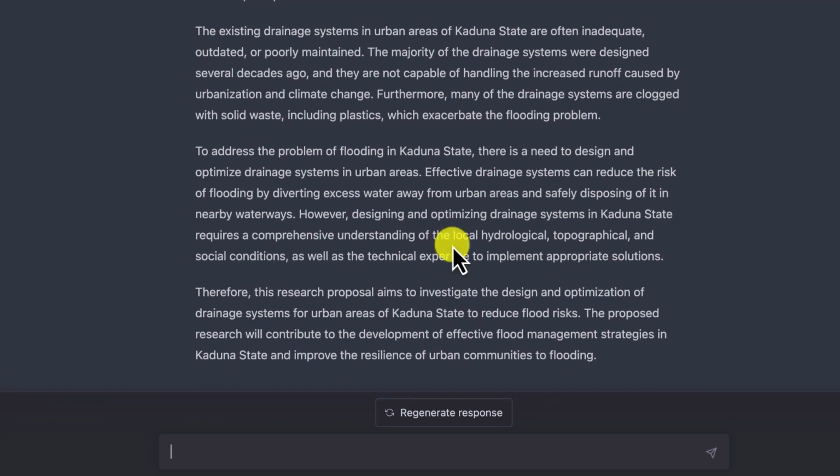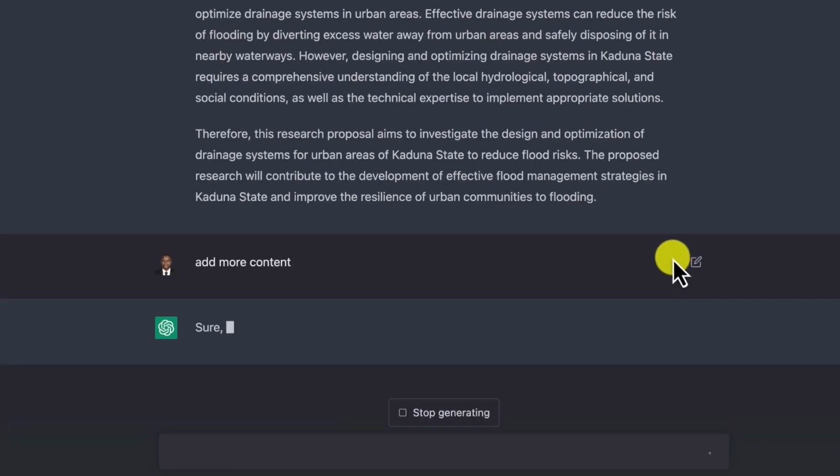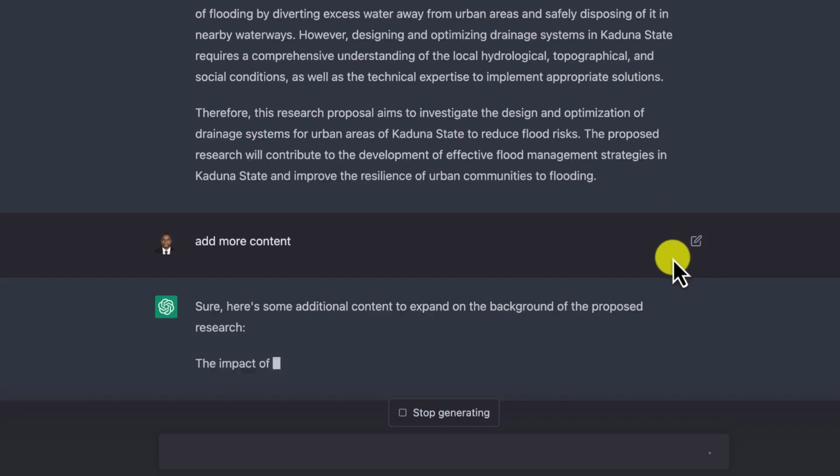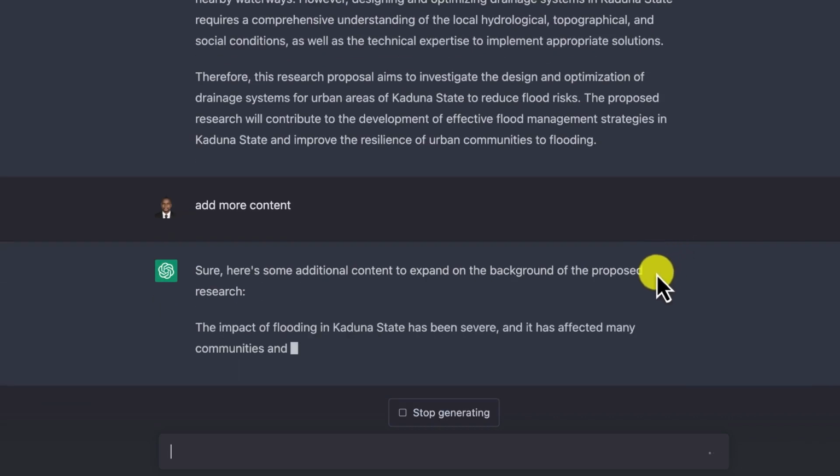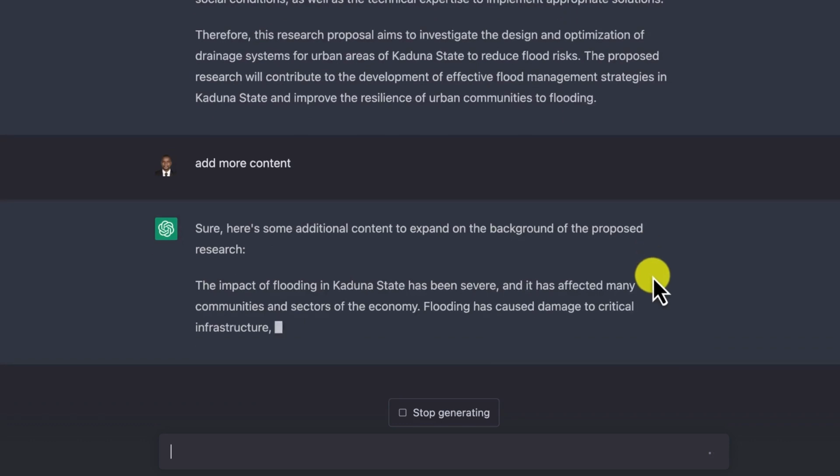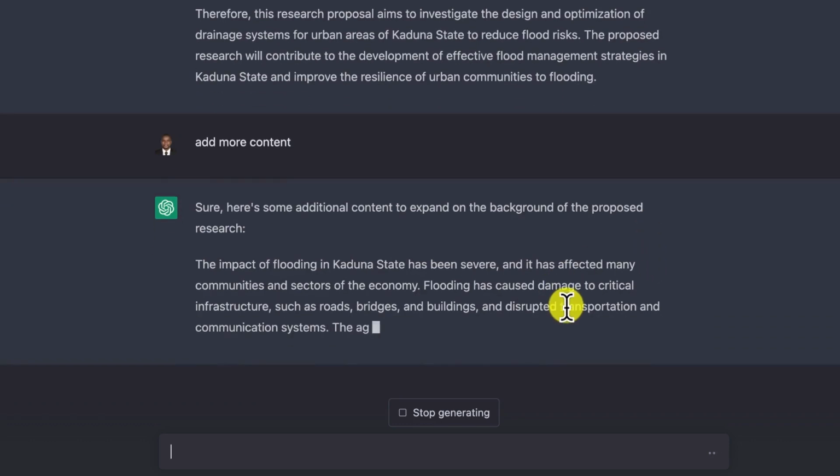fantastic. If you're not so comfortable with this, maybe you need more content, you can just ask it, add more content. Yeah, it will write more for you. Add more content, and you just keep on writing more. Okay, so here's some additional content. The impact of flooding in Kaduna State has been severe, so you can see it's giving you more details.